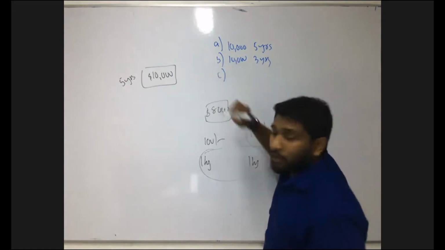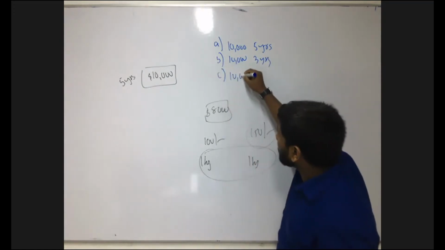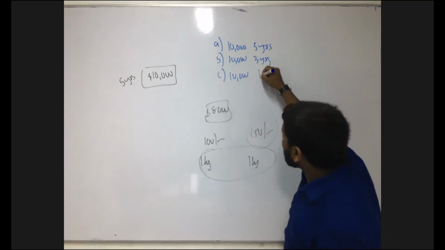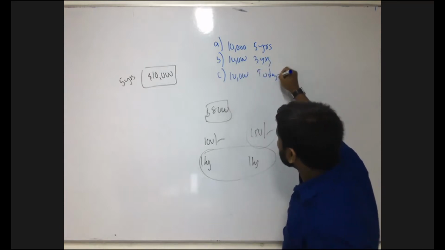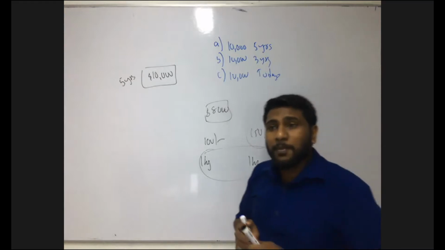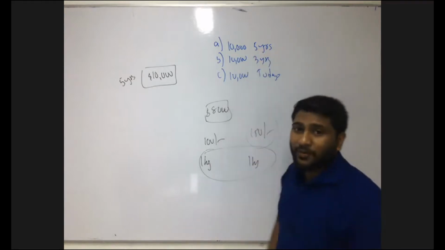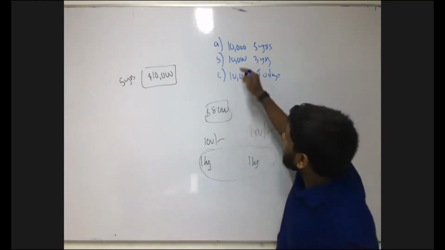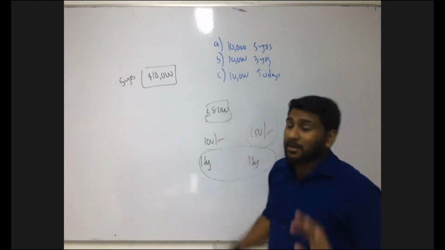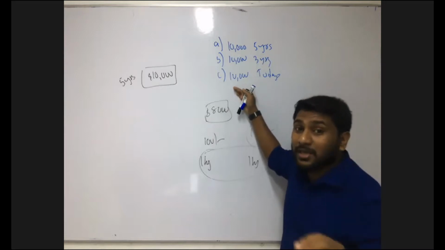Another person is telling no, getting 10,000 today is good. Today is good. Now you are given three options. One person is telling you, okay, one option I can give you, I will give you 10,000 in another 5 years. Another person is telling I will give you 10,000 in another 3 years time. Another person is telling I will give you 10,000 today.